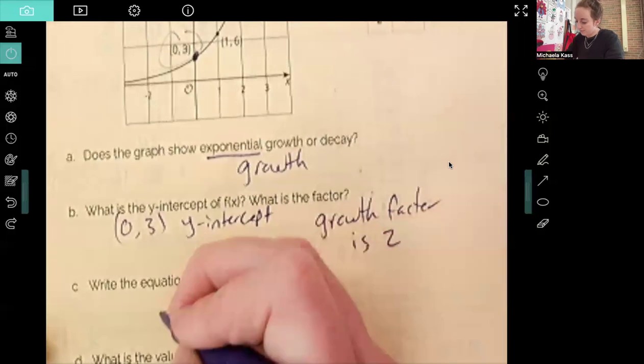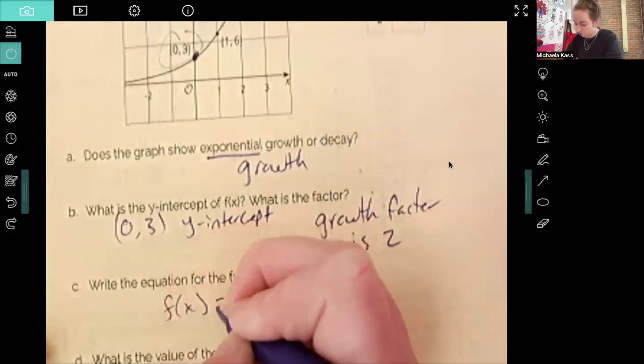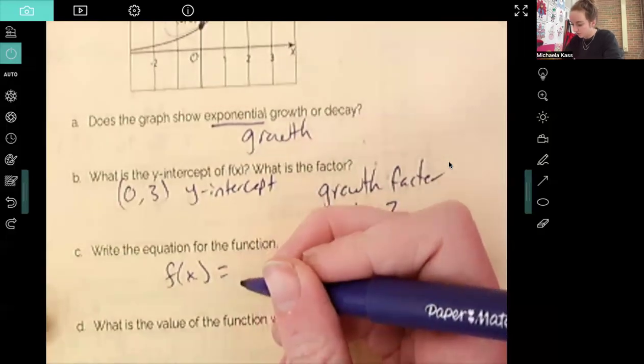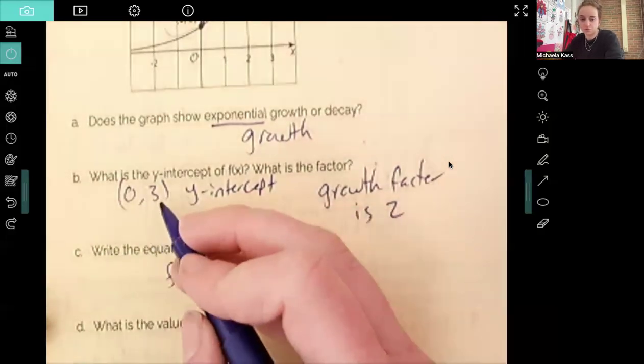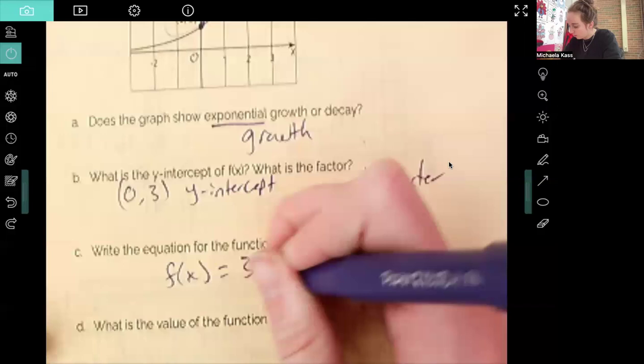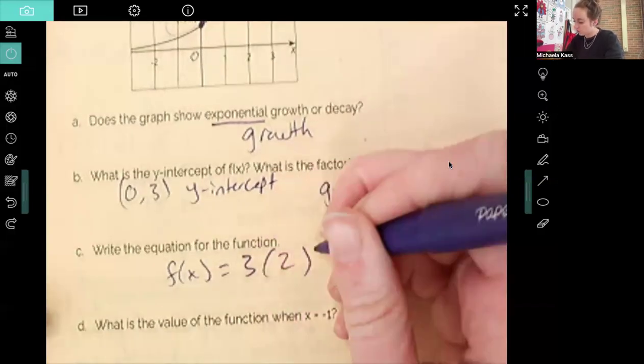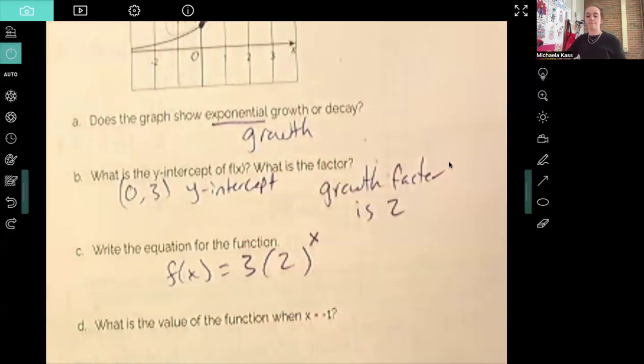Now it says, write the equation. All right, we got f of x equals, or you can say y equals, it's okay either way. The initial, well, the initial is your y-intercept. So 3, parentheses, your growth factor, which is 2, and it's raised to the power of x.